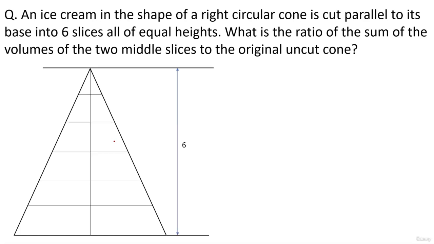मैंने पूरा height suppose मान लिया guys equal to 6 units. So हर एक piece का height कितना हो गया? 1, 1, 1, 1, 1, 1. All these smaller pieces have heights equal to 1 unit. अब हम क्या करेंगे guys? Let's see what I'll be doing. I'll first find out the ratio of volumes of the first 4 pieces to the entire cone.